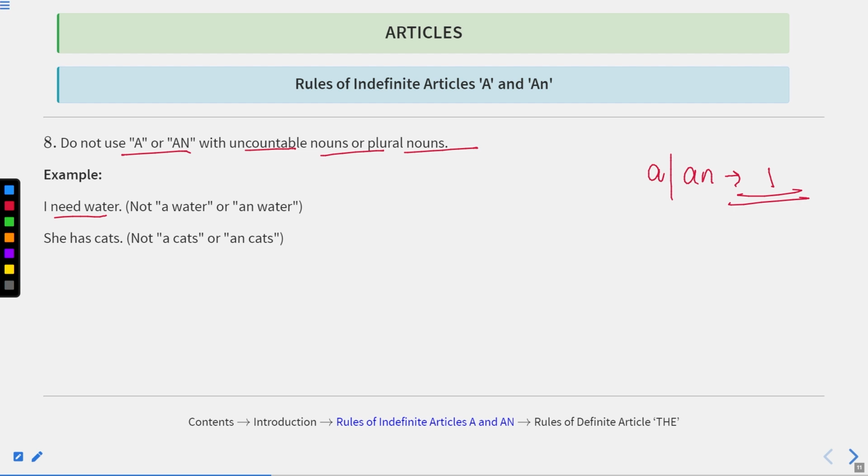Similarly, I need water. We cannot say a water or an water, because water is an uncountable noun. She has cats. Cats are plural, that is why I cannot use A or N. Why so? Because I cannot say that is one cat. Plural is not one, whereas A and N mean one, as I told you in the beginning of the chapter, where I described that one is an adjective and it serves the same meaning as A or N.